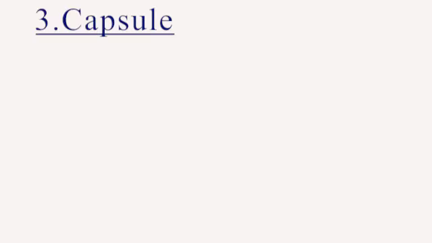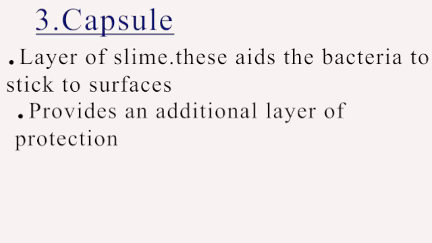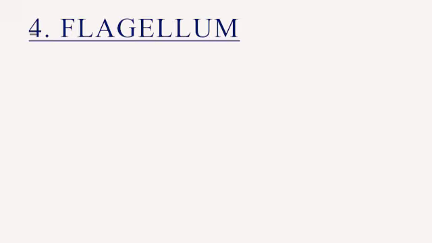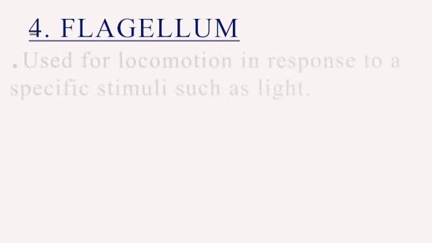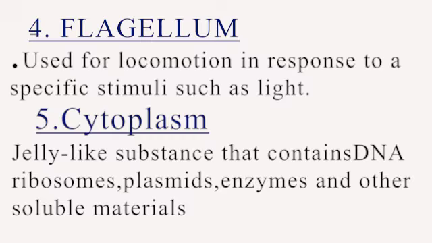Our next part is the capsule, which is a layer of slime. This aids the bacteria to stick to other surfaces. It also provides an additional layer of protection to the bacterium. Next is the flagellum, or flagella if there are more than one, and these are used for locomotion. Okay, now the cytoplasm is a jelly-like substance containing DNA, ribosomes, and other soluble materials.